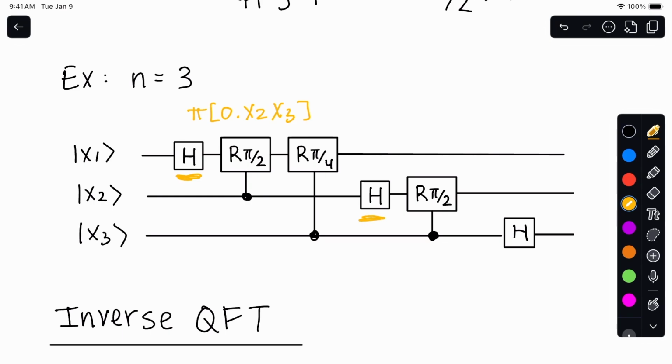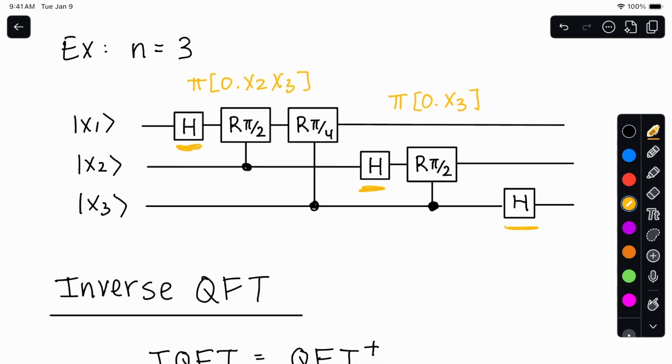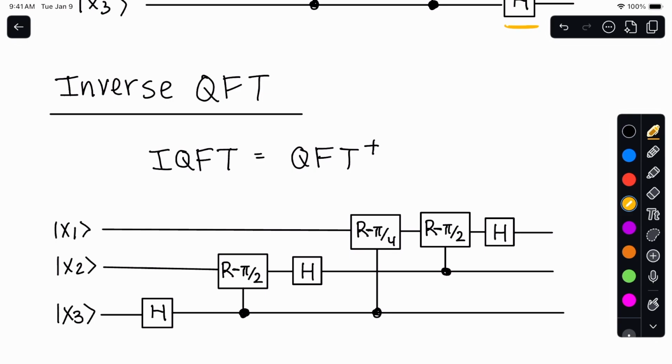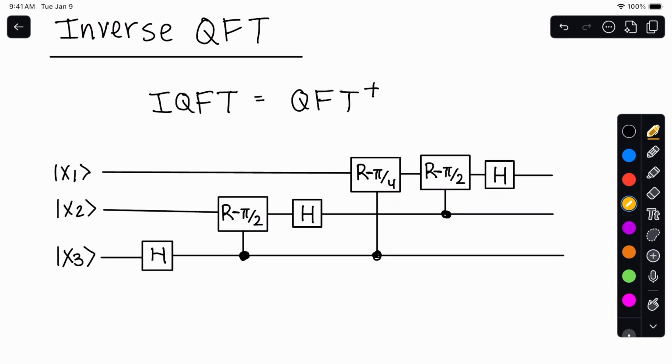And then for x2, again, we're applying a Hadamard gate. Then here we would have that binary decimal, so we just need to apply a controlled phase of pi over 2 controlled on qubit 3. And lastly, qubit 3 just gets a Hadamard gate. If we want to do the inverse quantum Fourier transform, all we have to do is take the Hermitian conjugate of that. So we just flip the order of all of the gates and take their Hermitian conjugate. Hadamard is its own Hermitian conjugate, but for a controlled phase rotation, we would need to rotate in the opposite direction. So minus pi over 2, minus pi over 4, etc.